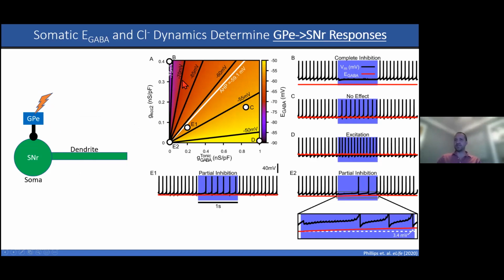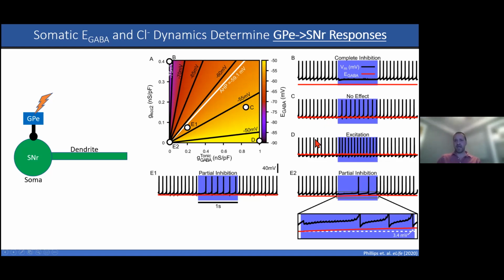If you depolarize eGABA a bit, this point C here, where you're in a kind of shunting regime, you can have no effect on the firing rate. I think you affect the height of the action potential a little bit. And then, as you expect, as you go to a depolarized eGABA, you get excitation.